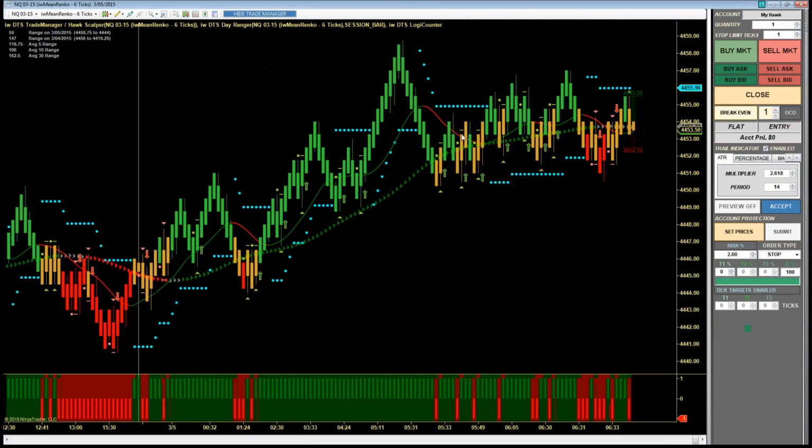Here's our Hawk. You can see our Hawk very much sideways. All these yellow bars, look at our filter. That's telling you that we're in a trading range like so.